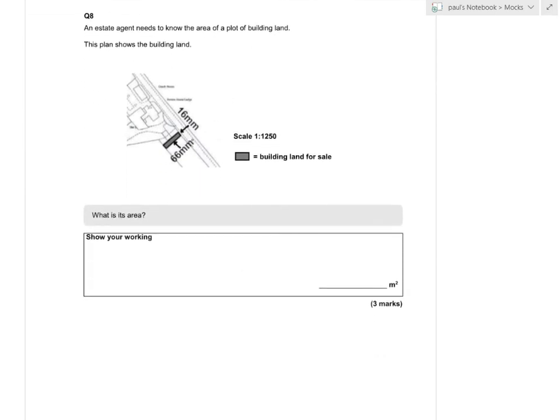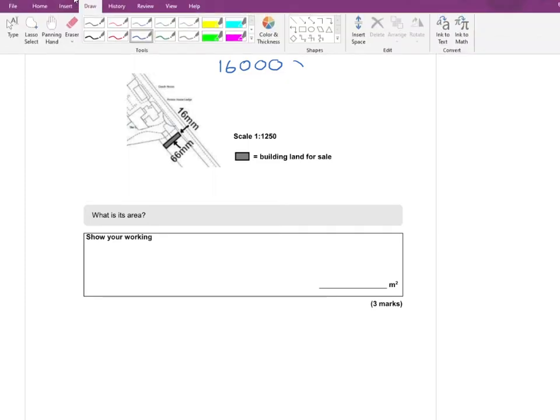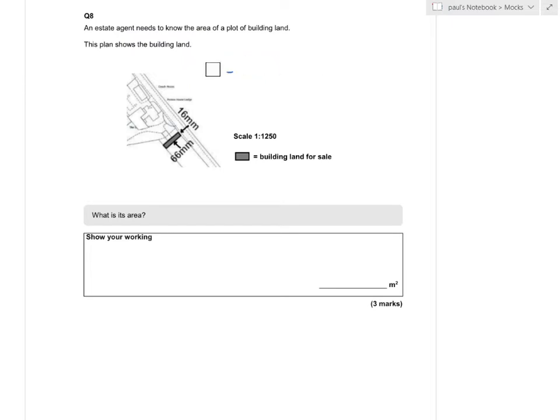An estate agent needs to know the area of the building plot. Right, the scale. We've got to be in meters, so I want to change that to meters. So 16 millimeters is 160 centimeters. It's 1600 meters. Hang on, 1600 meters. No, I've got to multiply. So let's do this the other way around.